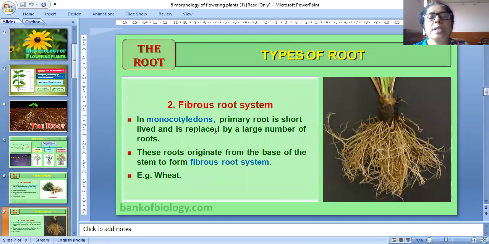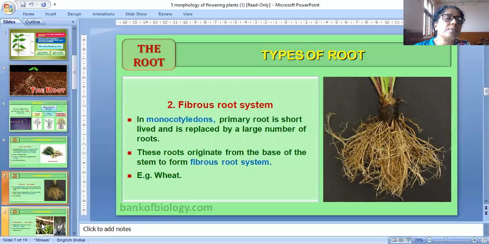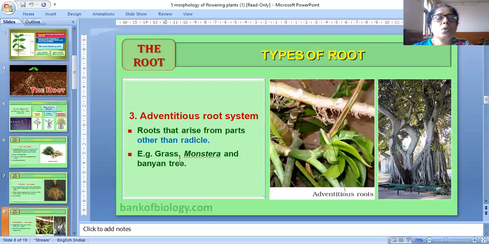In monocotyledons, the primary root is short-lived and is replaced by a large number of roots. These roots originate from the base of the stem to form fibrous roots. Adventitious roots are roots that arise from parts other than the radicle. Examples: grass, monstera, and banyan tree.